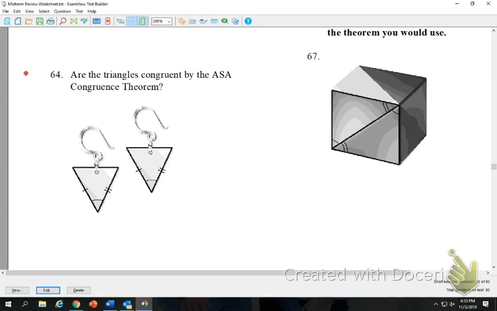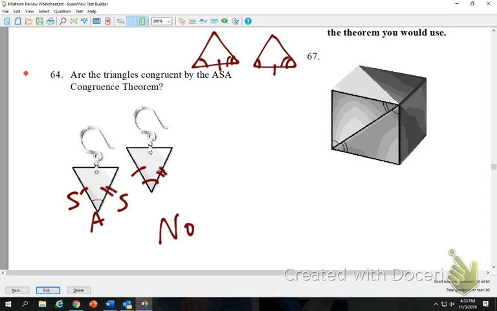64. Are the angles congruent by angle-side-angle theorem? Angle-side-angle says we have an angle marked congruent to an angle, an included side to an included side, and then an angle to an angle. This would be side, angle, side, so this would be a no. It is not angle, side, angle. It is side, angle, side.